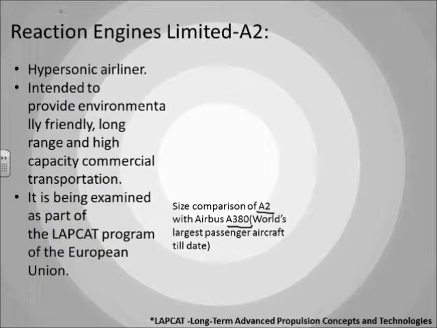Now, let's move on to the next source of energy, that's liquid hydrogen in the aircraft industry. It's Reaction Engines Limited A2, which has proposed a new hypersonic airliner. This airliner is intended to provide environmentally friendly, long-range, and high-capacity commercial transportation. It is being examined as a part of the LAPCAT program of the European Union. The plane has not been commercially launched yet, but Reaction Engines is optimistic. The British design firm said it could probably be developed into a working aircraft within the next 25 years if there is a market demand for it.